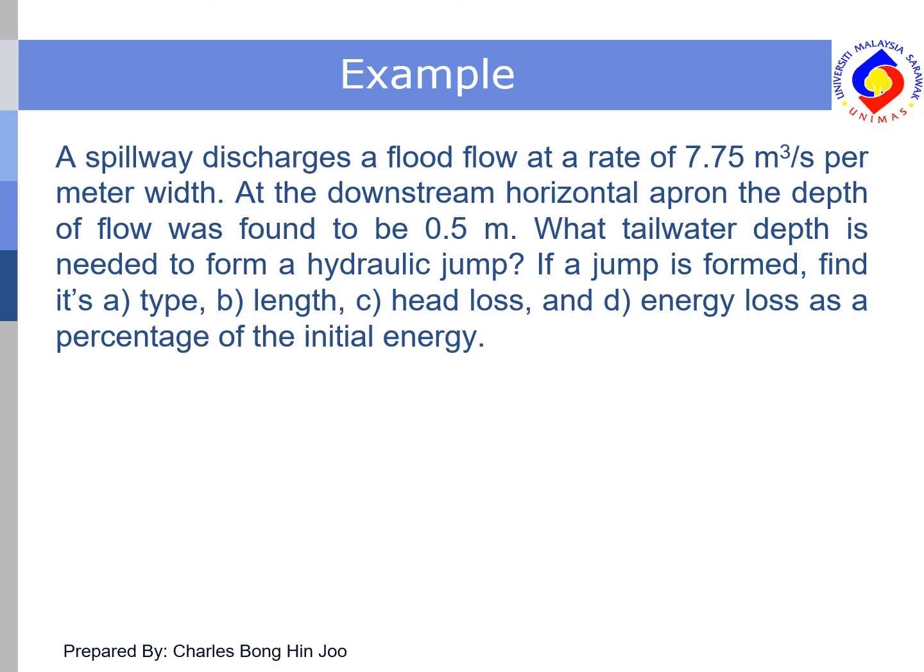In this example, you are given a spillway which discharges a flood flow at a rate of 7.75 meter cube per second per meter width. At the downstream horizontal apron, the depth of flow was found to be 0.5 meter. What tailwater depth is needed to form a hydraulic jump? If a jump is formed, find its type, the length, head loss, and also energy loss as a percentage of the initial energy.